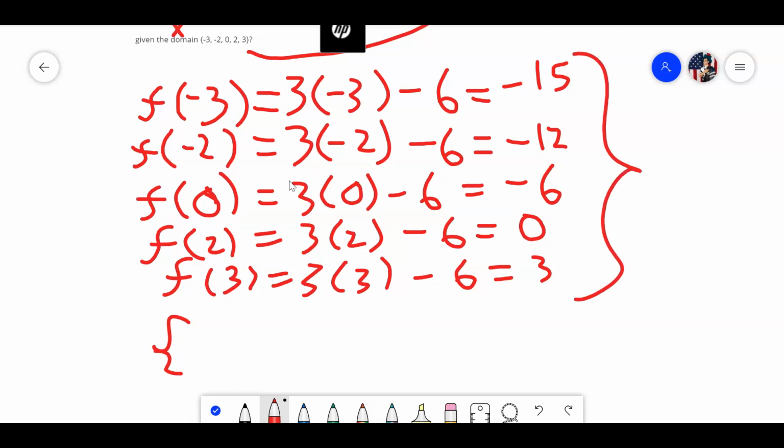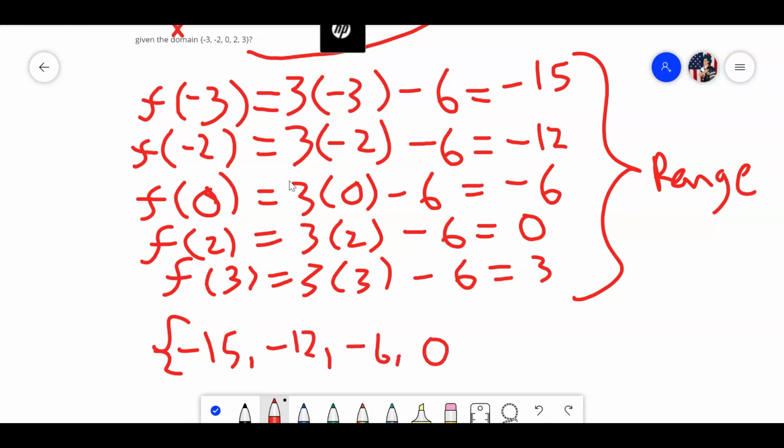So we're gonna put these ranges. This is all my range over here. Okay, so I'm gonna take those ranges and put them in numerical order, starting with -15, comma, space, -12, comma, space, -6, comma, space, 0, comma, space, 3, and you close that weird bracket. Okay? So when we type our answer in, we want to make sure we type it in just like that.